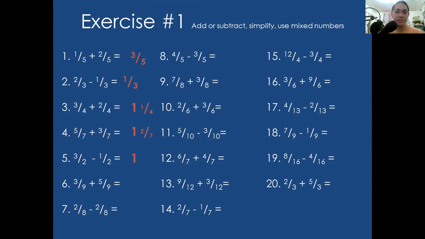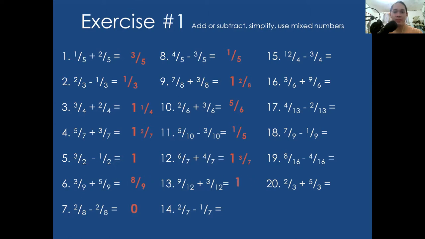And for number 6, 3 plus 5 is 8 over 9. For number 7, you have it, 0. Yes, the additive inverse of 2/8 is negative 2/8. And for number 8, we have it 1/5. Very good. For number 9, we have it, yes, 10 over 8, or it can be written in mixed form as 1 and 2/8. And for number 10, you have it 5 over 6. And for 11, you have 1/5. And for number 12, you have 1 and 3 over 7, or 10 over 7.